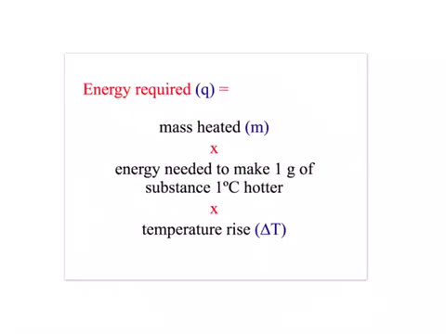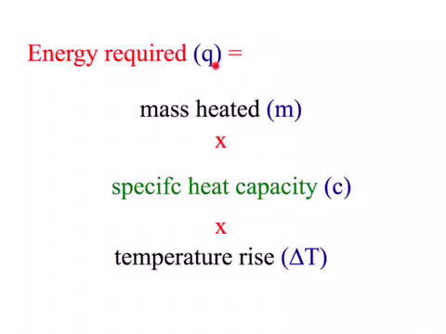Combining all the information from the previous slides, we can actually derive an equation which basically means the energy required, which I'm going to call Q, is equivalent to the mass of the object being heated multiplied by the energy needed to make 1 gram of the substance 1 degree hotter, which I have called specific heat capacity, multiplied by how much I want to increase the temperature of that substance by. This gives me the equation Q, or the energy required, is equal to the mass of the object being heated multiplied by the specific heat capacity multiplied by the temperature rise of the substance.